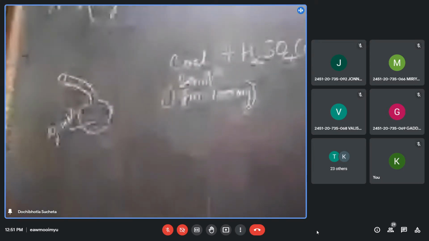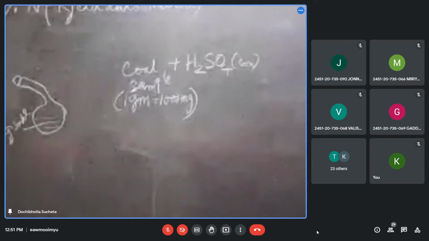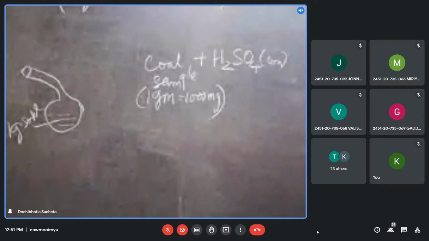The percentage of nitrogen by Kjeldahl's method is very famous, and the name is because of the flask. You might have studied this in your intermediate. Hope you remember. Did you ever study this one? Yes or no?